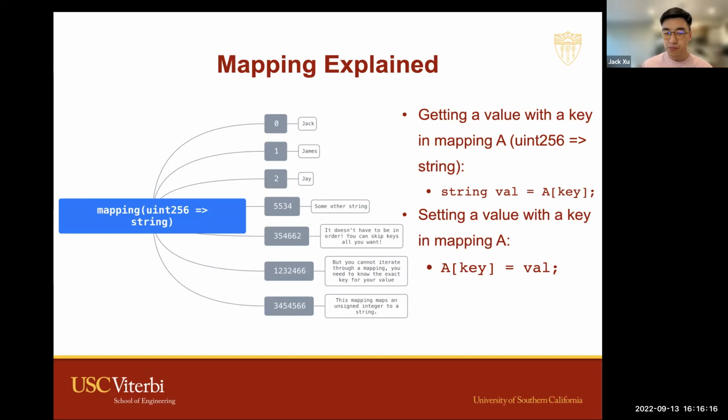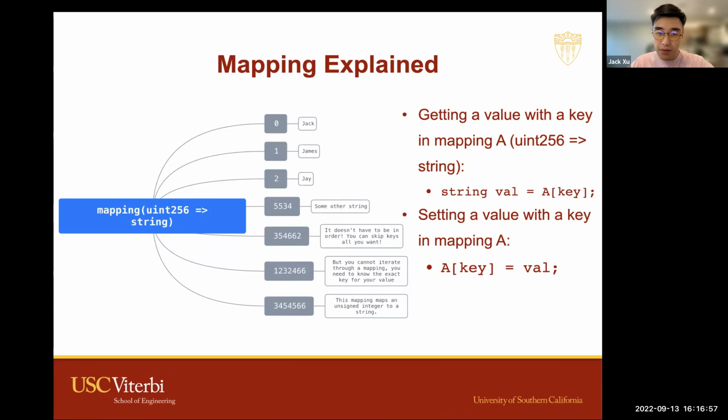You can skip keys all you want. By the way, you see how 0 is associated with Jack. In this case, 0 is called a key and Jack is called a value. The reason it's called that is because when we're trying to look up this mapping, we always use a key to look up a value. The purpose of this mapping is, given any student ID, it can return the student name if available. Which is why it points from a number to a string.